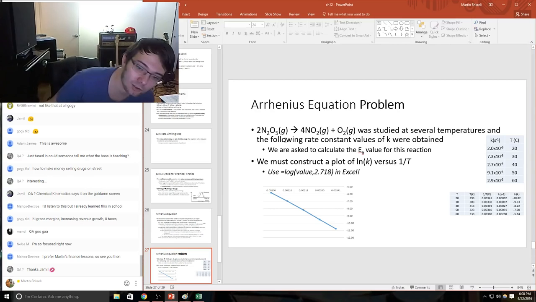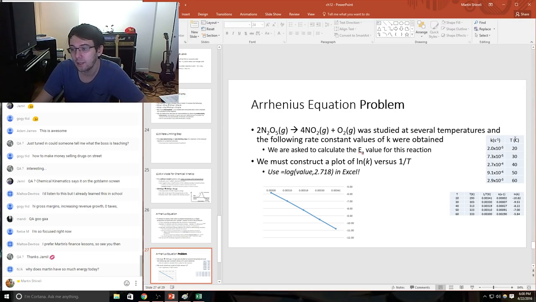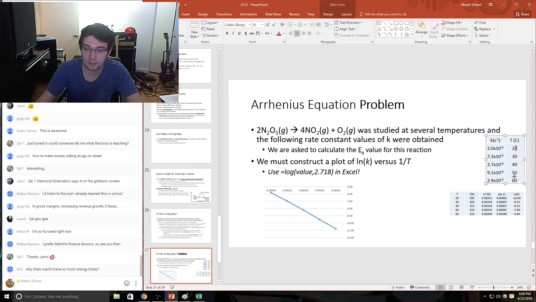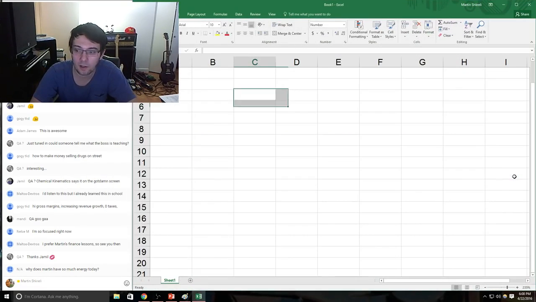This is dinitrogen pentoxide again. And we have this table. These are the results we got. We know that at this temperature in Celsius, 20 degrees, this is the rate. It's 2.0 times 10 to the negative fifth. So let's plug all that into Excel.